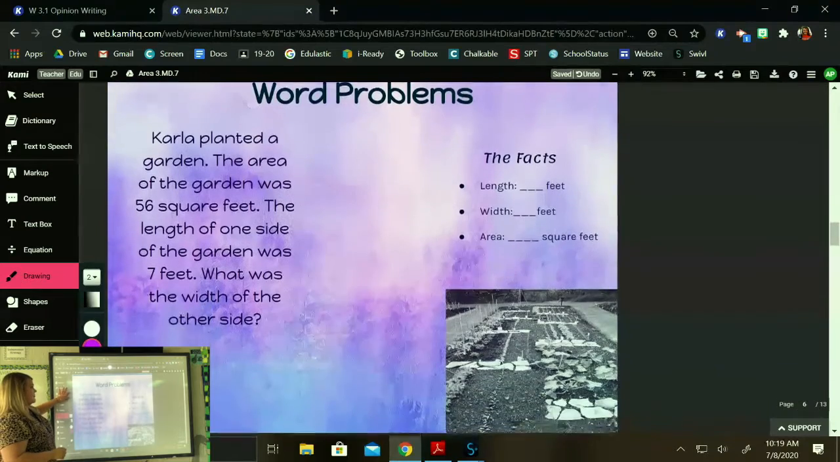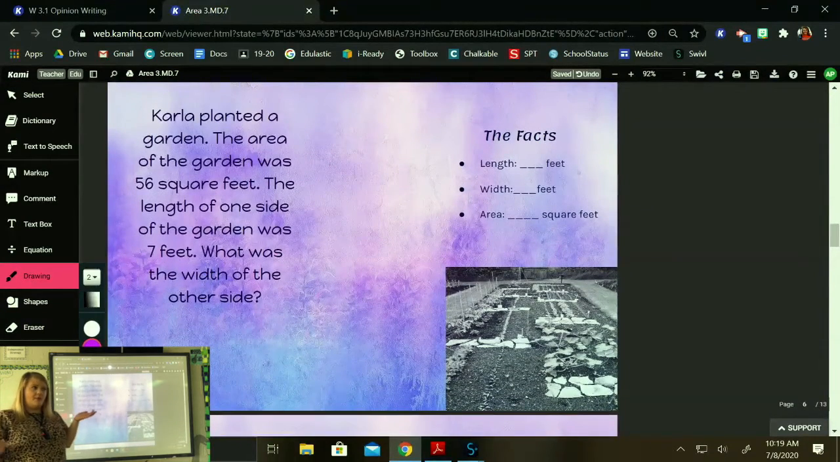Other times you're going to have problems, and they're going to be a word problem. Now, you still are going to work those word problems the exact same way we've been working them. I expect you to underline the numbers that you're working with, box the keywords, those words that are going to give us clues about what kind of problem it is, and circle what the problem's asking you to do. I also expect for you to read it at least twice, preferably 3 times. So, let's go ahead and read it the first time. Carla planted a garden. The area of the garden was 56 square feet. The length of one side of the garden was 7 feet. What was the width of the other side?